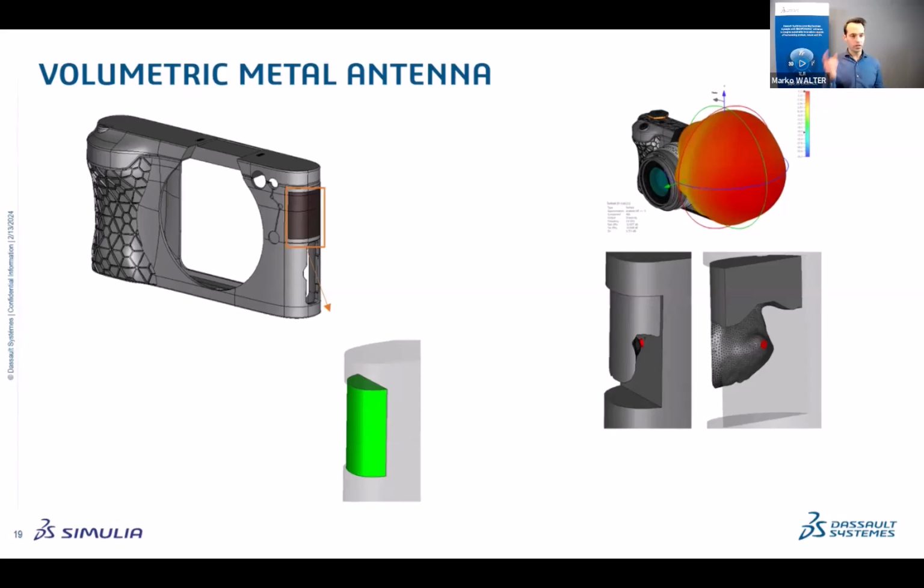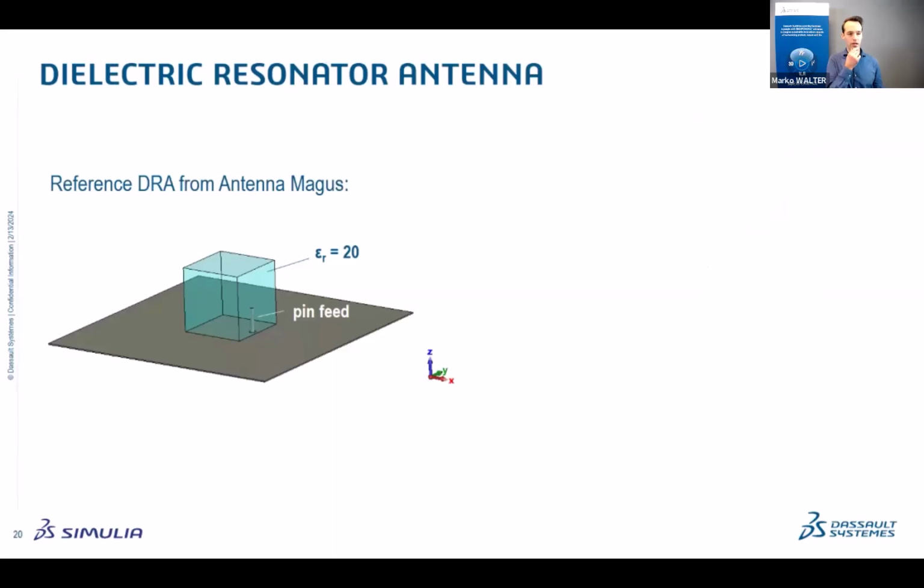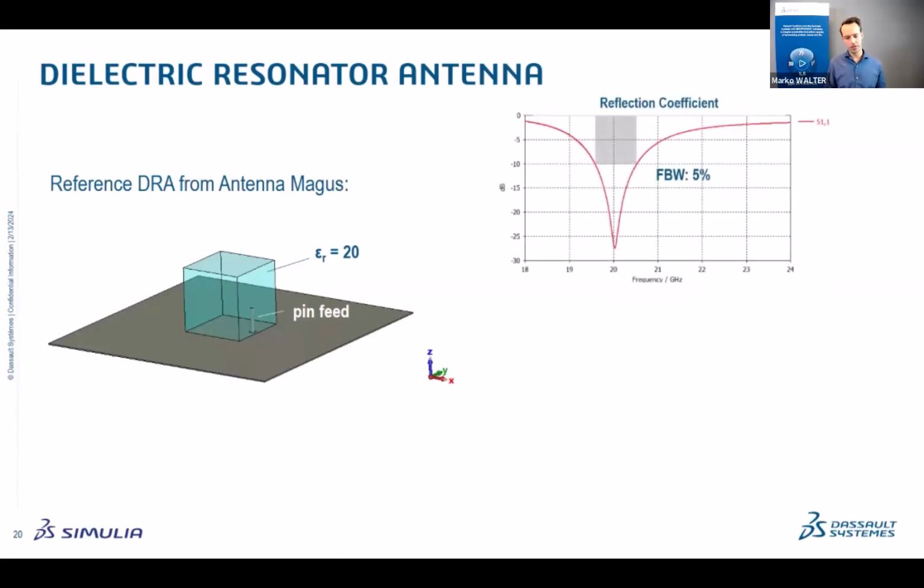I'd rather move on to this interesting example as well, which is dielectric resonator antennas. Now, of course, you can do characteristic mode analysis on this stuff, or you can just take a simple example from Antenna Magus and see if you can even improve it. So this is just the simplest form, with a rectangular resonator and the pin fed through an infinite ground plate and with the dielectric constant of 20. And so the reflection coefficient is 5%. The fractional bandwidth is about 5% for this design.